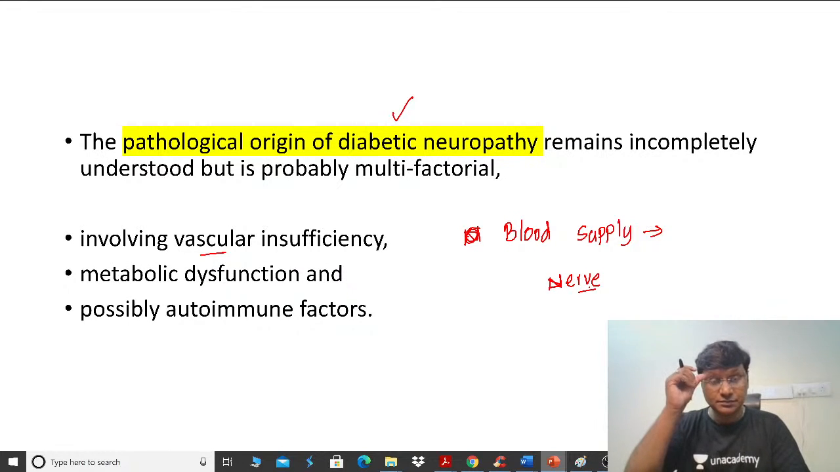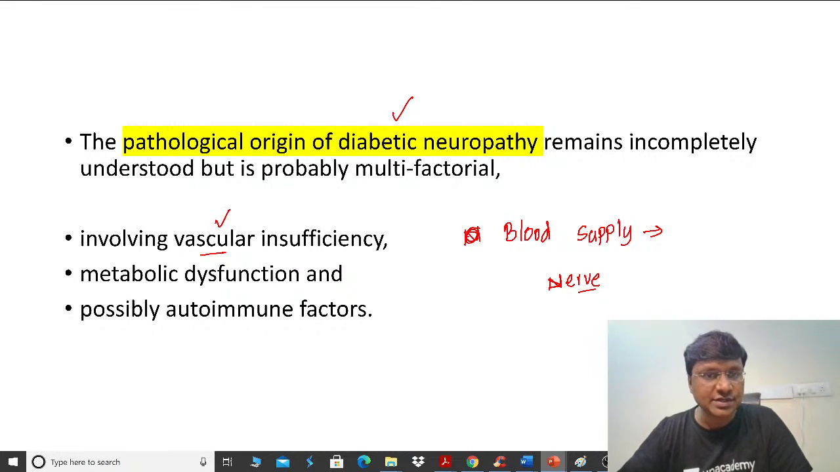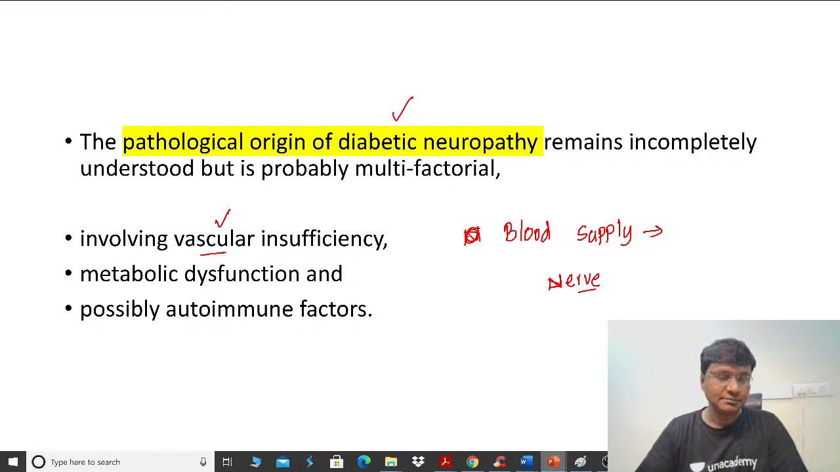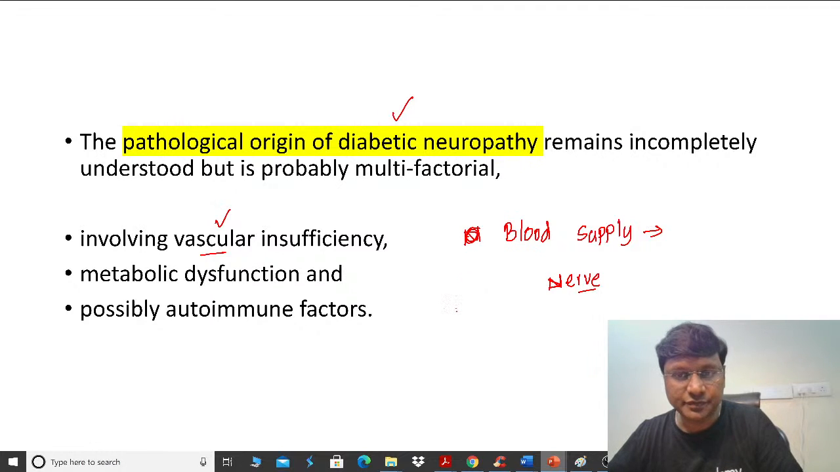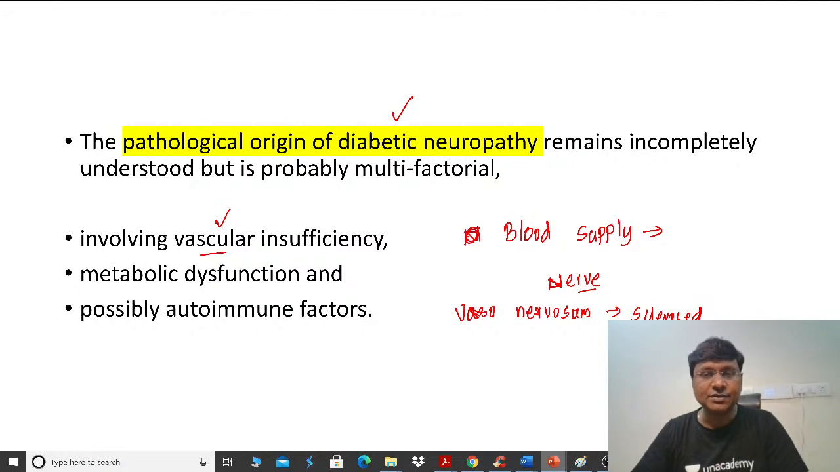So in diabetes mellitus, there is vascular insufficiency of the nerve. But what is that blood supply to the nerve called? Right, that is the vasa nervosum. This vasa nervosum gets atherosclerosis, it gets sclerosed. So what will happen to the blood supply to the nerve? It gets reduced. So vascular insufficiency is one of the causes of diabetic neuropathy.